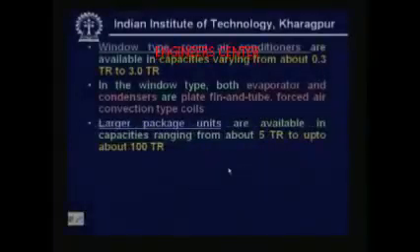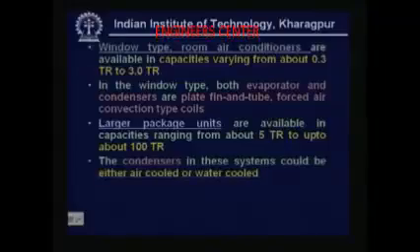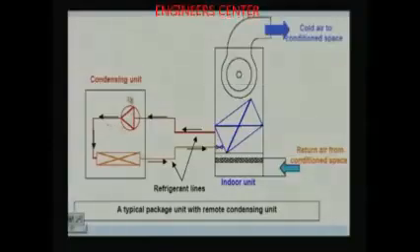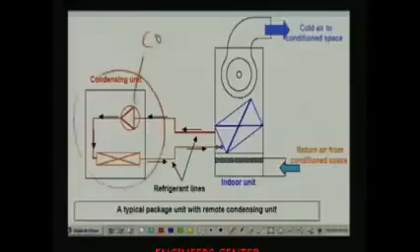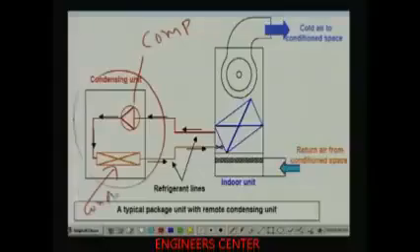Now larger package units are available in capacities ranging from about 5 tons up to about 100 tons. The condensers in the larger systems could be either air cooled or water cooled. So let me show a typical large package unit. This is a typical package unit with remote condensing unit. So you have a condensing unit here. The condensing unit consists of a compressor and a condenser.